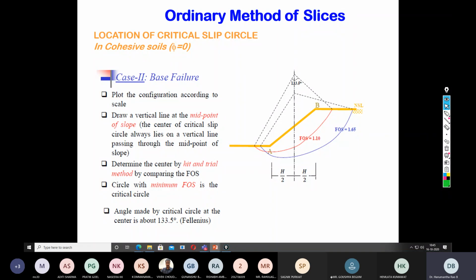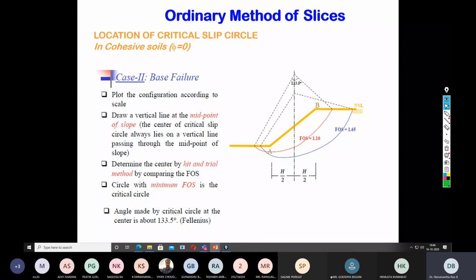Now, since you are a student, you have to understand there might be a wrong concept that slope failure always occurs when the volume of the soil is very large. Suppose you compare the area within this red circle and the area within this blue circle. It is obvious that the weight and area of the soil lying within the blue circle is higher than the red circle. But incidentally, the failure is happening within the red circle.